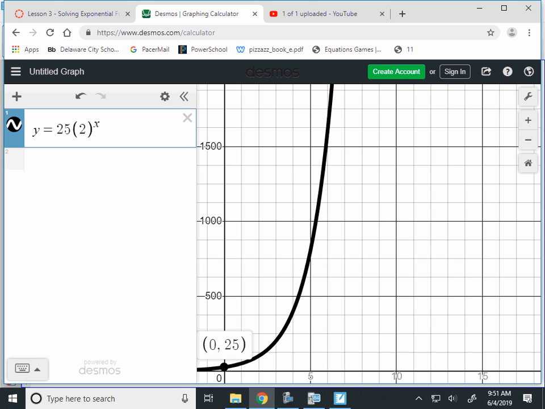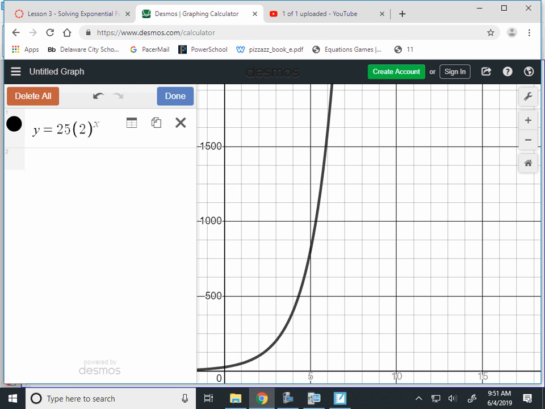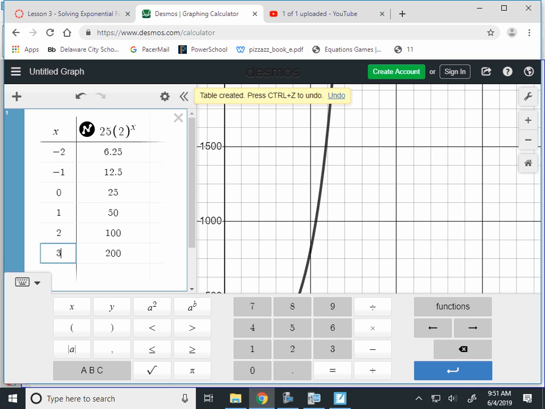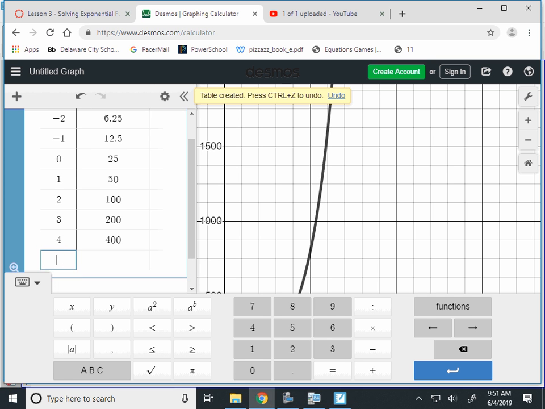All right, now, it says use the table in your graphing calculator, or in Desmos, to determine between which 2 hours the bacteria count will be 500,000. Now I'm going to show you 2 ways to do this. First of all, I'll show you on the table. So you'd have to make a table, and you're going to go through here and type in numbers until you see 500,000 on your table. So it's going to take a little bit of time.